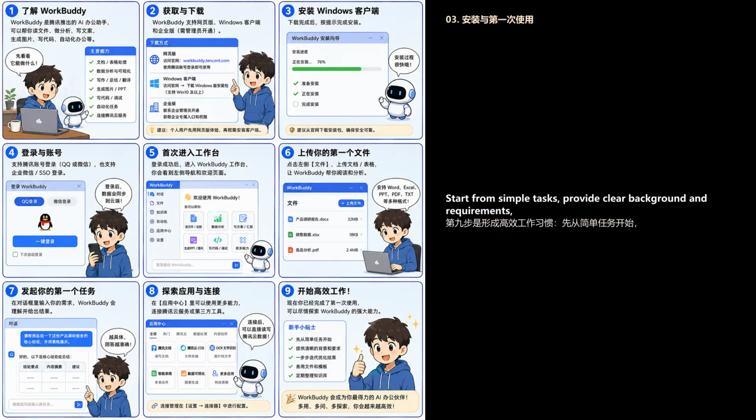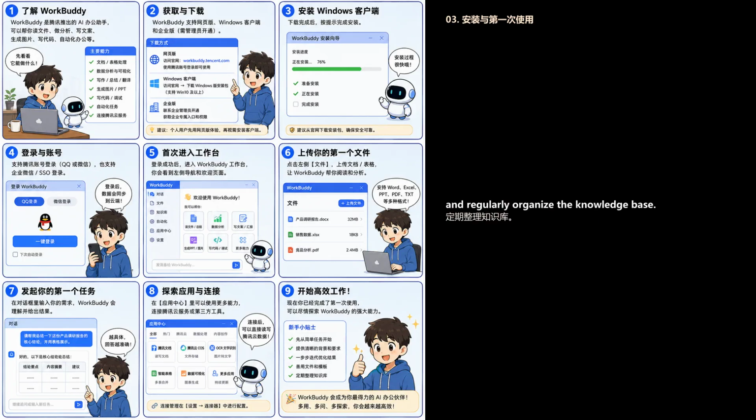The 9th step is building efficient habits. Start from simple tasks, provide clear background and requirements, iterate step by step, use files and templates well, and regularly organize the knowledge base. The goal of getting started is not to complete a huge task immediately, but to build a repeatable way of working.